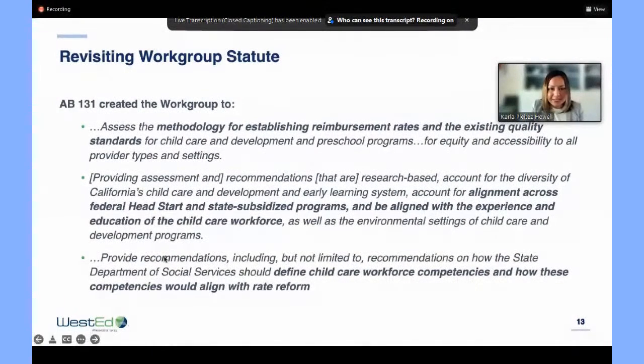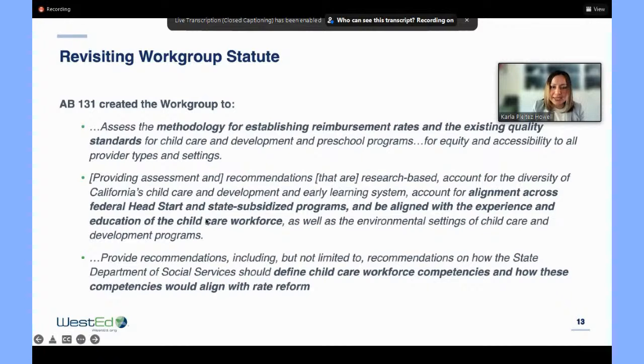So first and foremost, the report really clearly lays out the charge of the work group. As a reminder, under AB 131, we call out a single rate structure. And the work that we are doing in partnership with the Rate and Quality JLMC is making sure that there is a focus on the single rate structure.